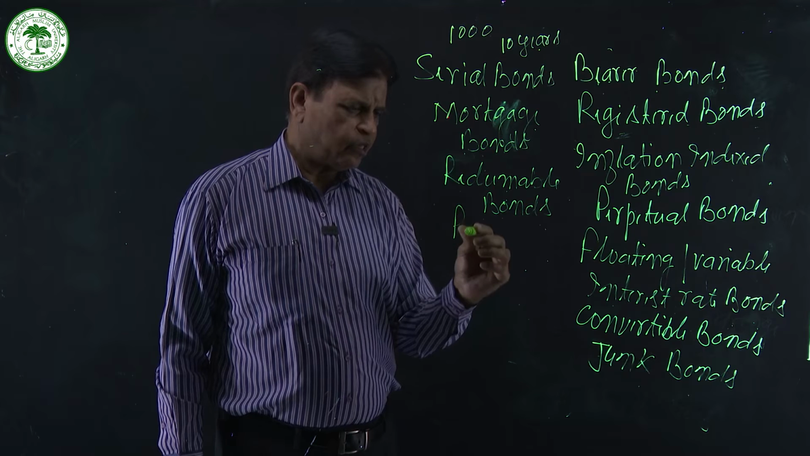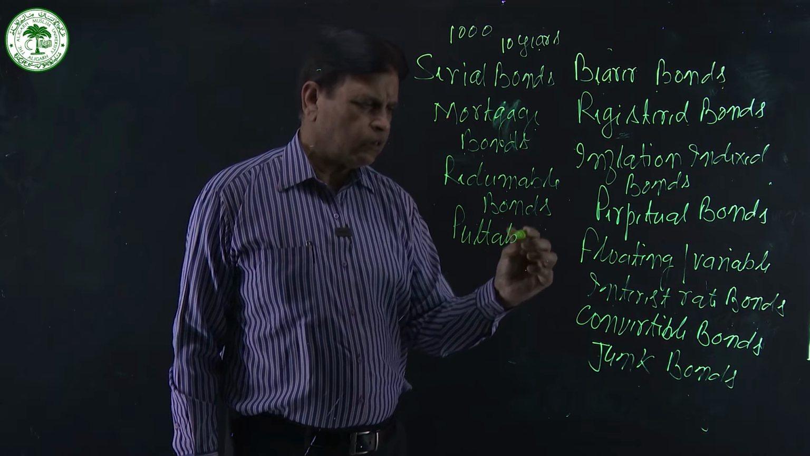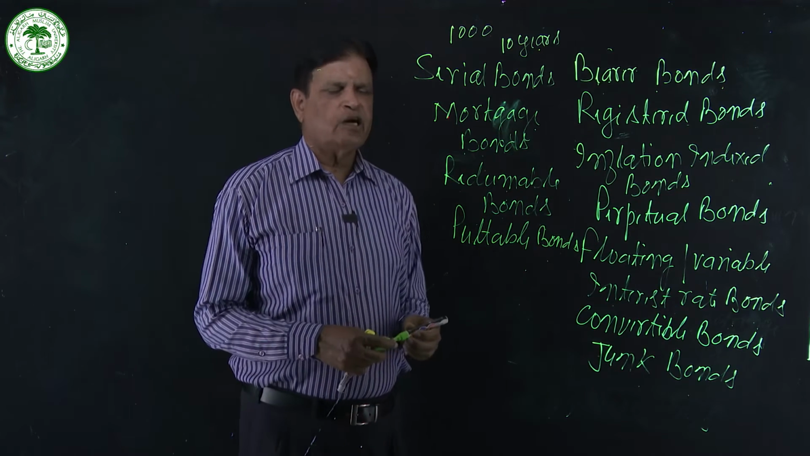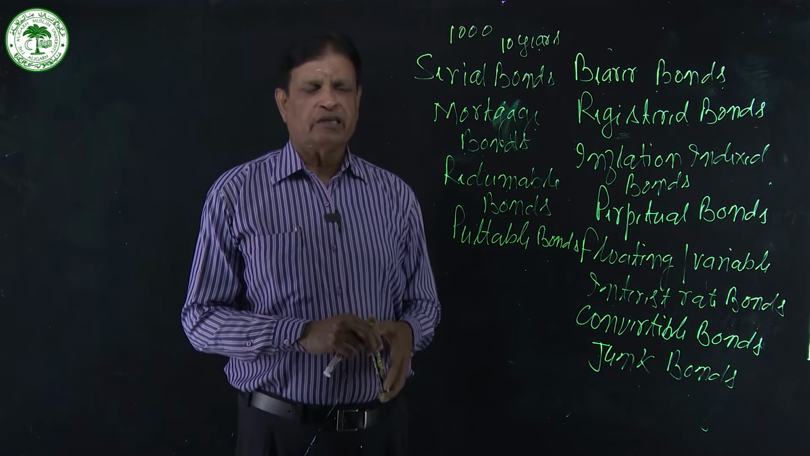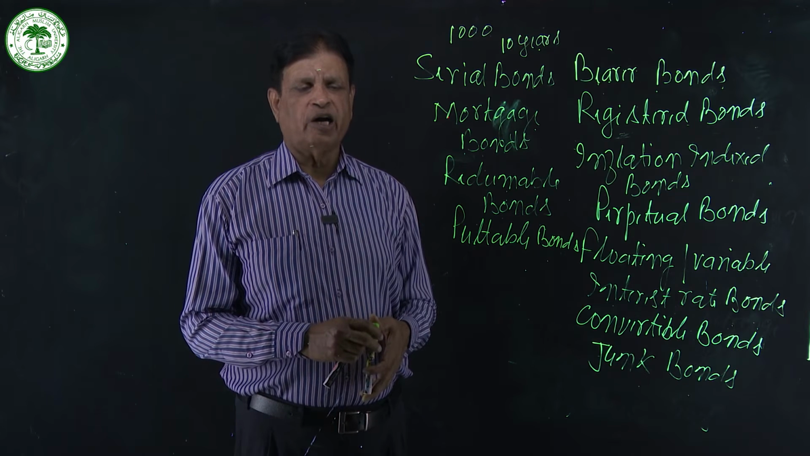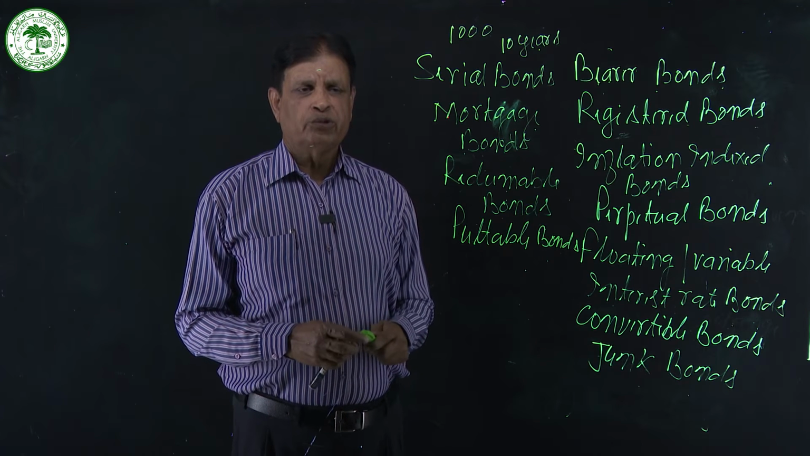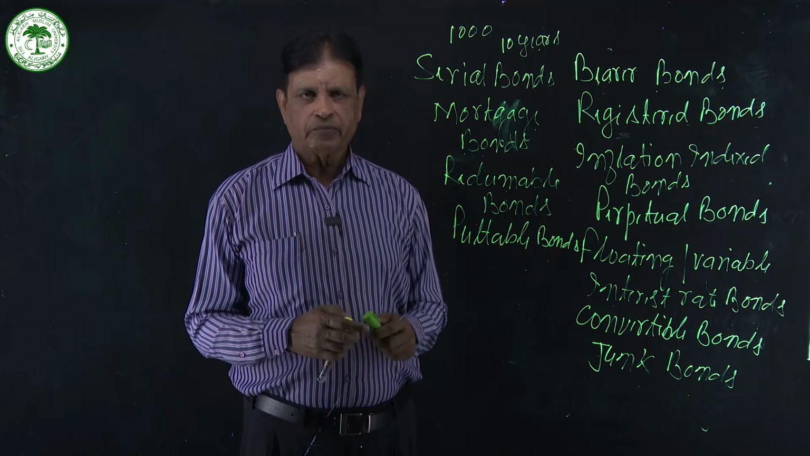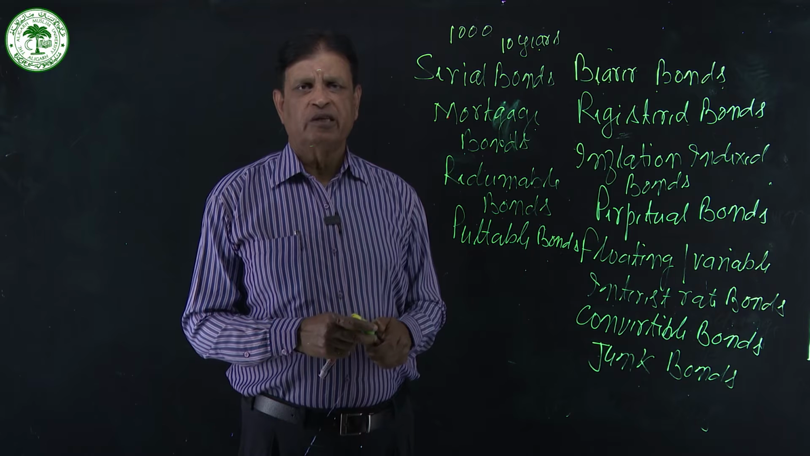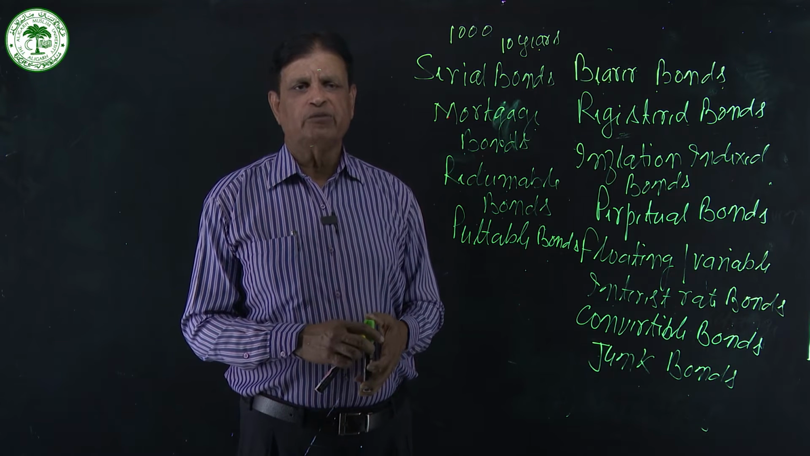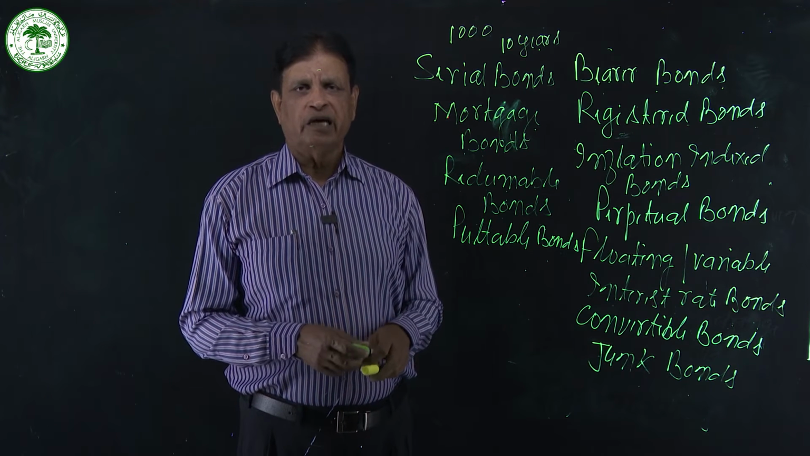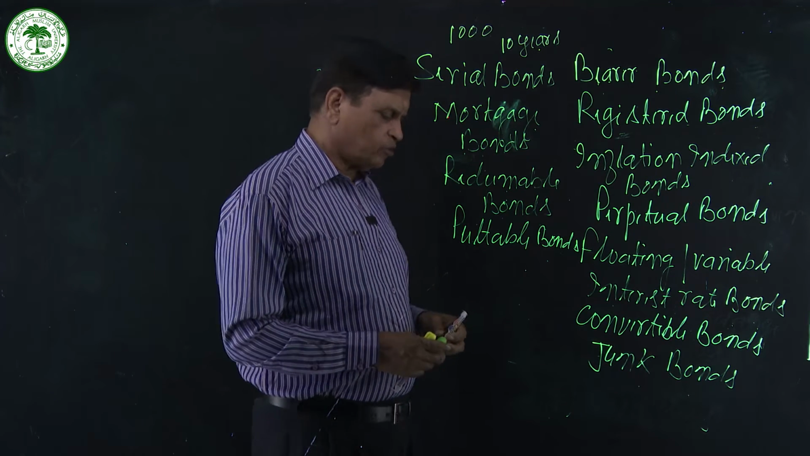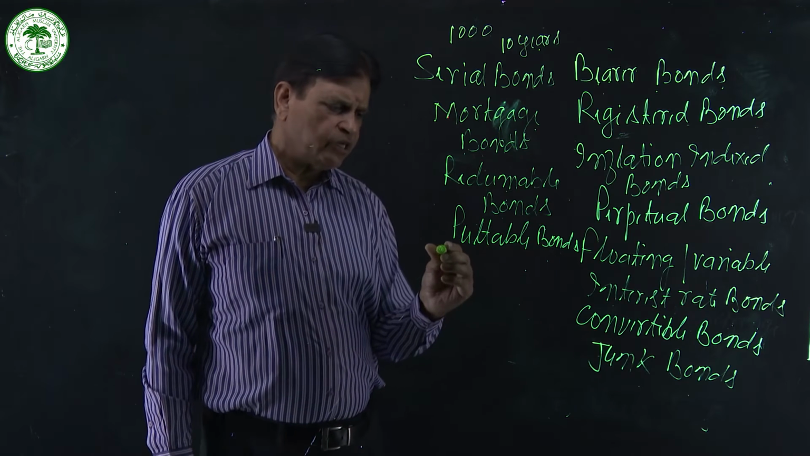Then we have putable bond. Putable bonds are those bonds where the holder gets the right, or the option, to force the issuer to buy back the bonds. That is, if the holder wants, then the issuer will buy back these bonds and give the principal amount as well as the interest. So this is the option given to the holder of the bond. Then we have deferred interest.